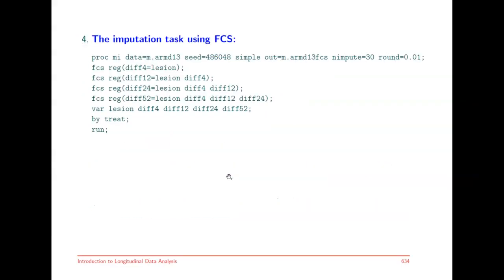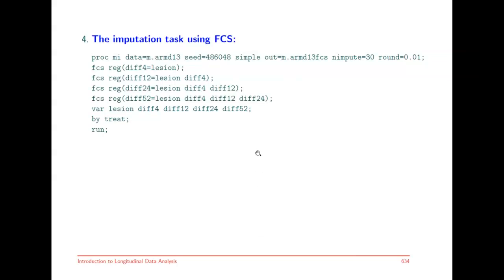Okay, and this is then the same idea for PROC MI, but now with full conditional specification, where you see I do specify my regression and say at week 4, there is a dependence on lesion and treatment, because it's by treatment. At week 12, there is a dependence on lesion and the previous outcome, etc.